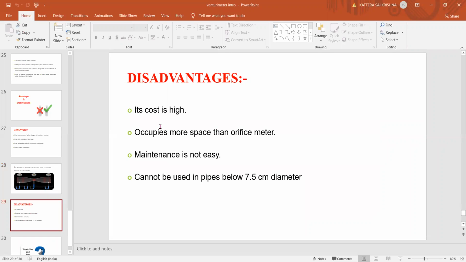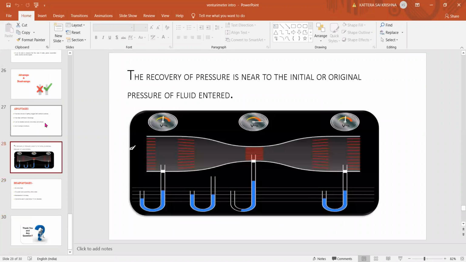Next, coming to disadvantages, its cost is high. As the inside parts are a little bit complicated to manufacture, the cost of manufacturing becomes high. It occupies more space than the orifice meter. The orifice meter is the next part, which is also used for finding the discharge. Compared to the orifice meter, it will take more space. Maintenance is not easy. It cannot be used in pipes below 7.5 centimeter diameter. Below this, we cannot use it; we can use the venturimeter only for pipes with more than 7.5 centimeter diameter. Okay, that's all. So this is our introduction to the venturimeter.